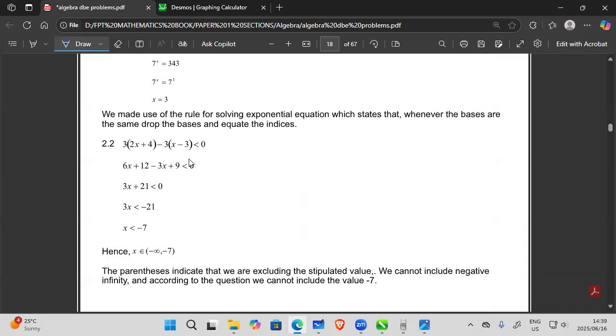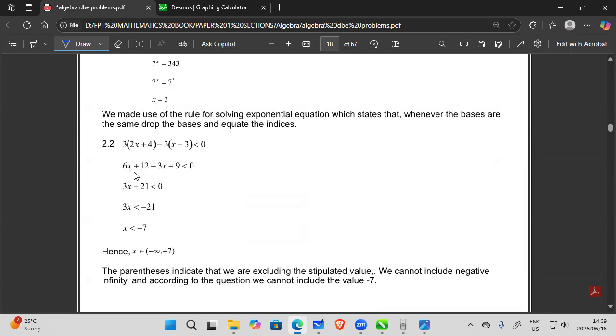Okay. See here too as well. If you look at this here, we have to solve this inequality. Remember, I said the inequality. It's only when you multiply or divide by a negative that you change the direction of the inequality sign. And so we have to simplify this now.